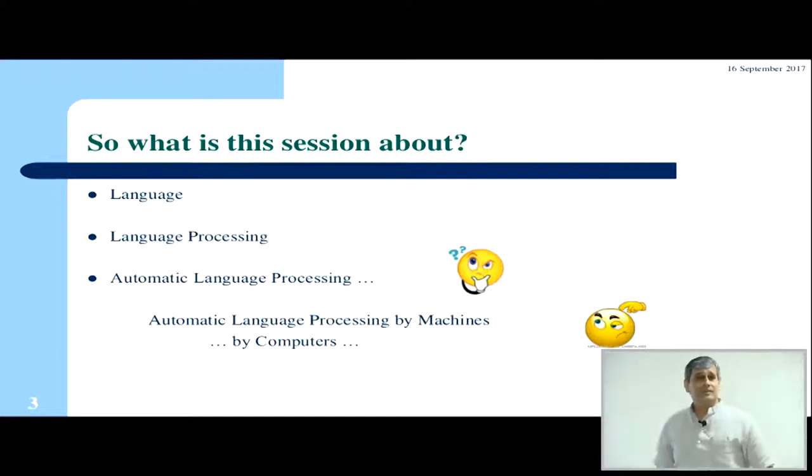And then language processing. You know what language processing is? Even if you don't know, doesn't matter. Can you tell me what language processing is? You understand the terms language and processing. Now you told me what language is. Now what is processing? Understanding the language, yeah. Is that equal to processing? Okay. Interpretation.